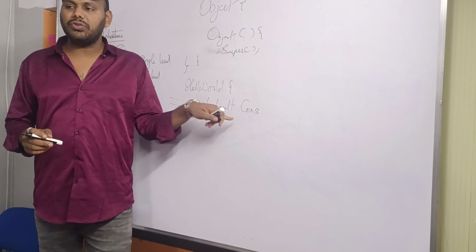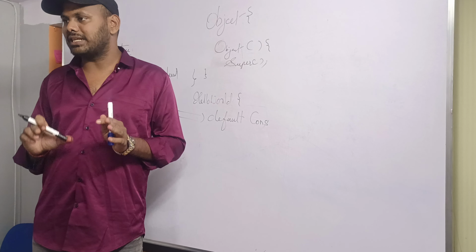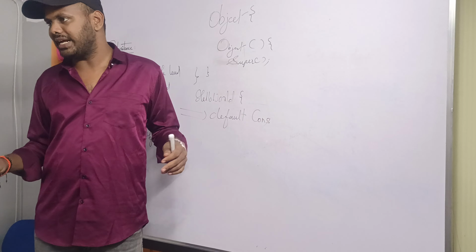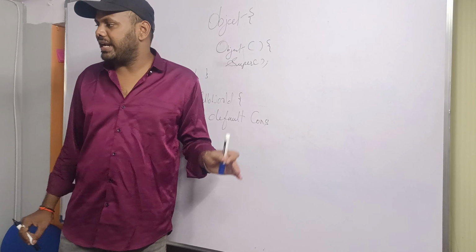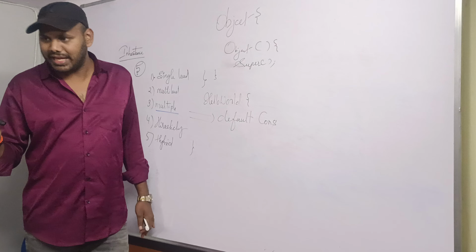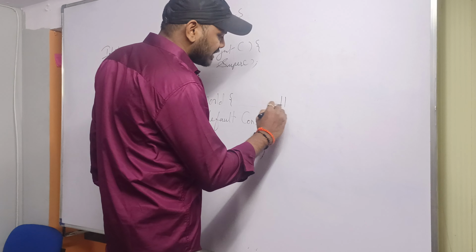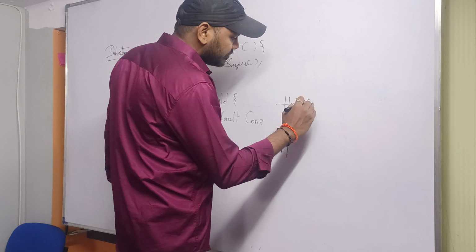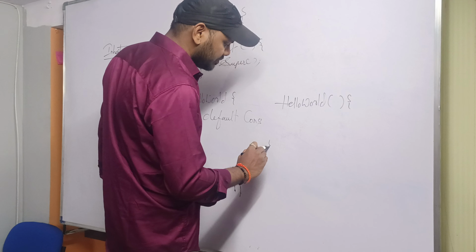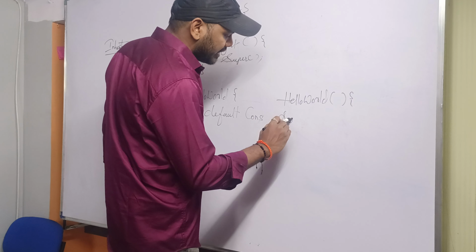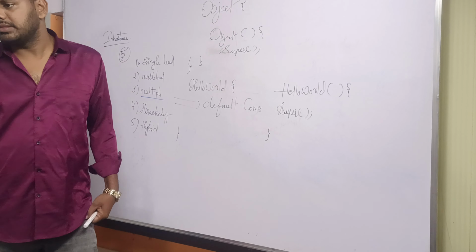If we forget to add the constructor, the compiler will automatically add a default constructor to every class, not only for a single class. If you take any class, the compiler will add a default constructor. Clear? Fine. So here we have hello world. What is this constructor? It is a special method having the same name as the class name.